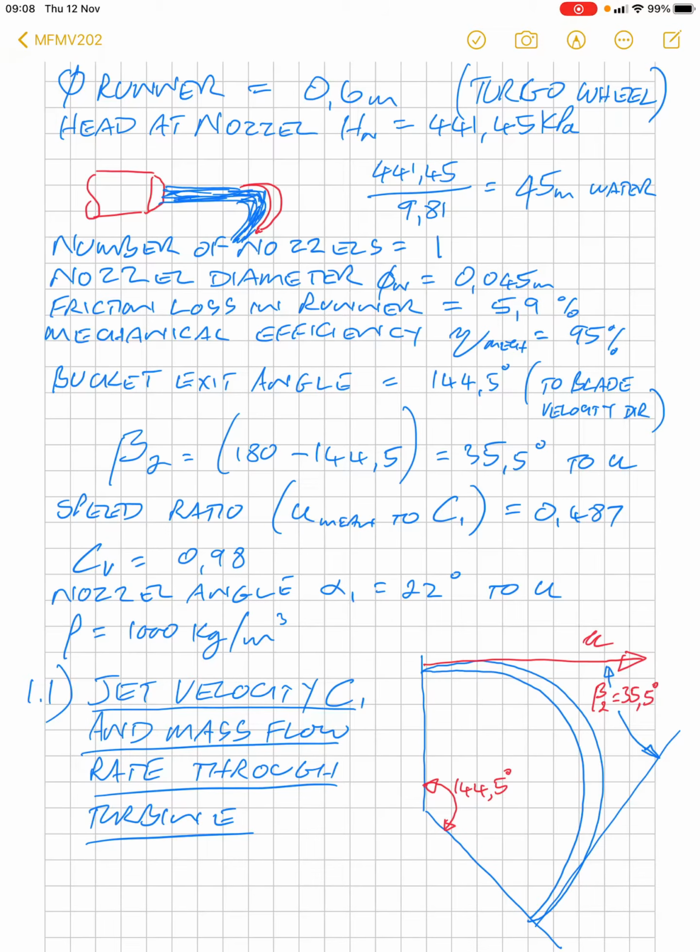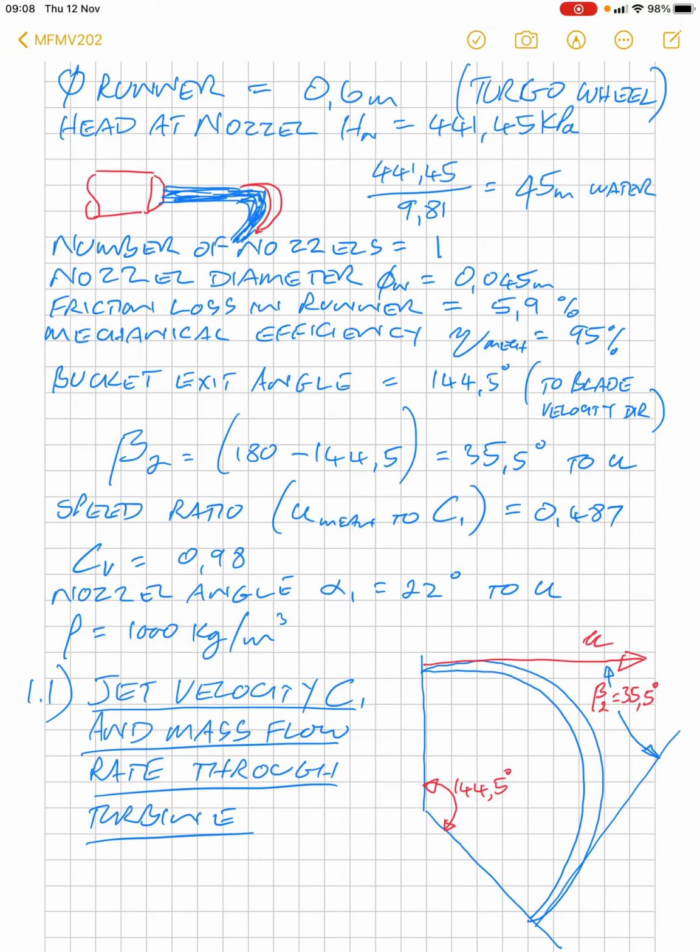The nozzle diameter is 45 millimeters and there's a friction loss in the runner, that is, as the water flows over the blade, the water has a friction loss over the blade as it flows over it. That is 5.9%. Mechanical efficiency is 95%. So that is as the turbine is turning, there will be friction in its bearings, etc. 5% loss there.